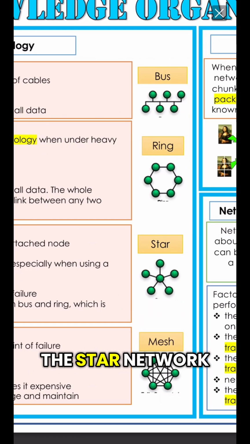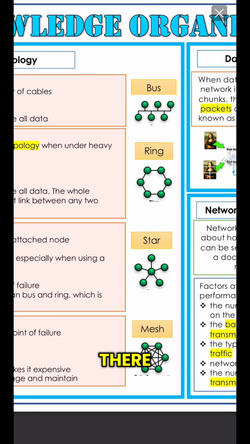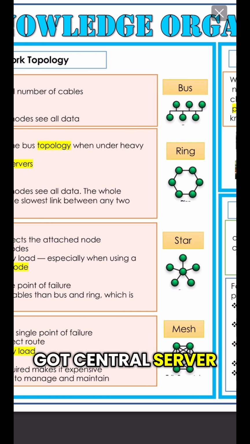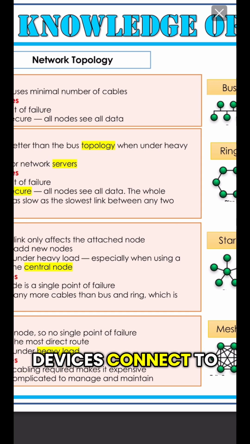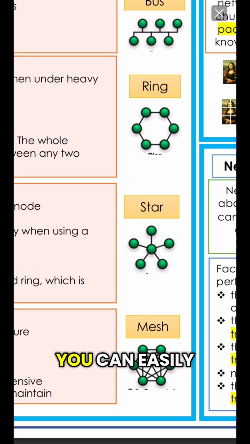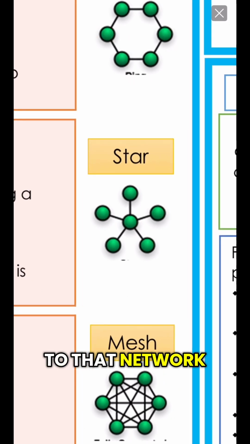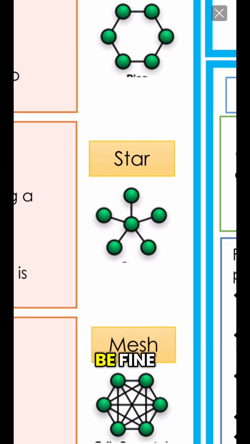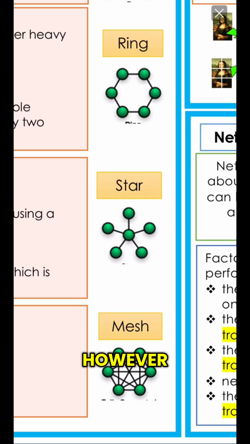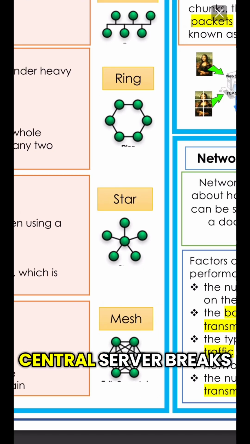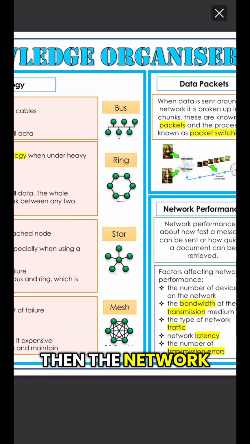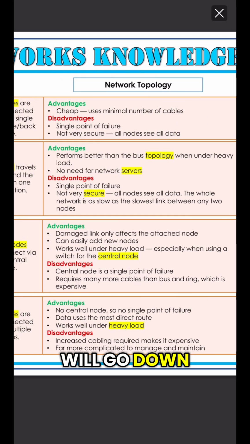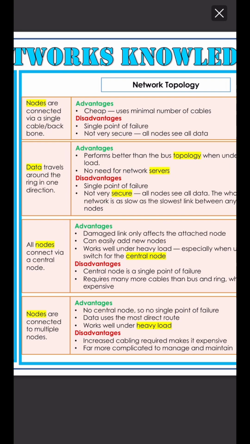Then you have the star network topology, which is there, and you can see that it's got a central server in the middle and all the devices connect to it. Good thing is you can easily add more devices to that network. If one of those devices breaks, the rest of the network will be fine, no issues there. However, the biggest thing with this one is if the central server breaks, then the network will go down, and it requires lots more cables.